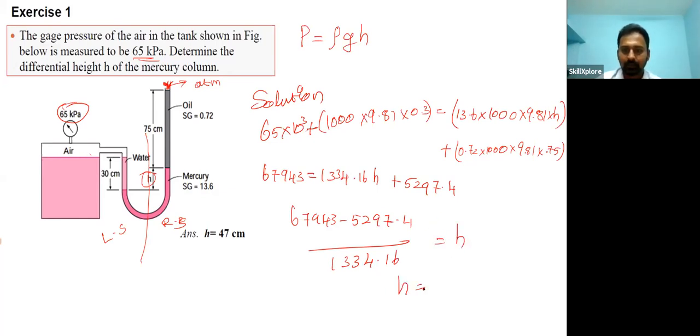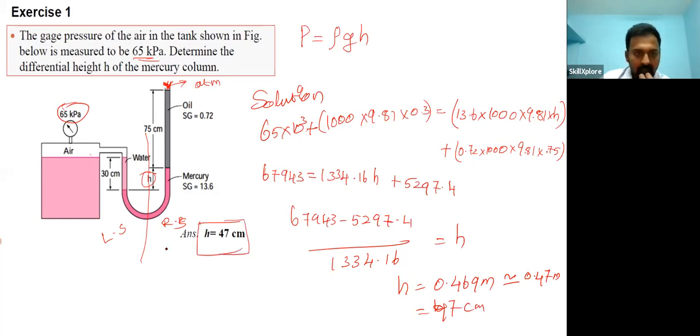So h is equal to 0.469 meter. Okay, so this is approximately 0.47 meter. If you convert this into centimeters, you will get 47 centimeters. So this is the answer.